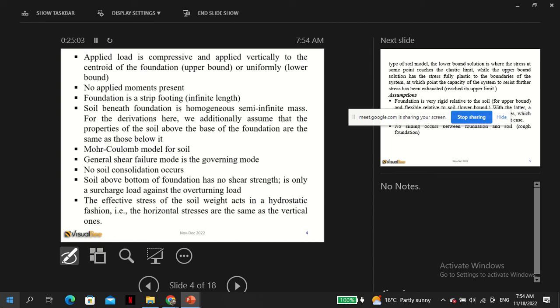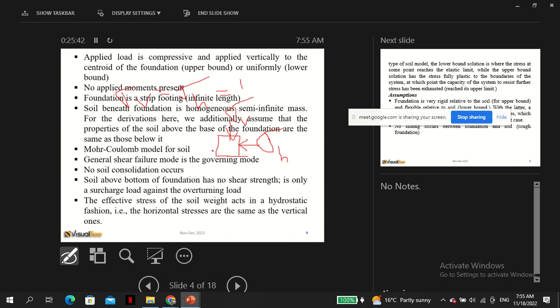And then the effective stress of the weight of soil acts in a hydrostatic fashion. So we are saying that the hydrostatic stress, so the stress here, the vertical stress, is the same as the horizontal stresses. So this is what you are saying: sigma V and sigma H. Of course, you know this assumption is not correct.